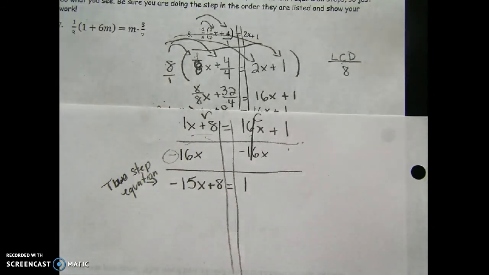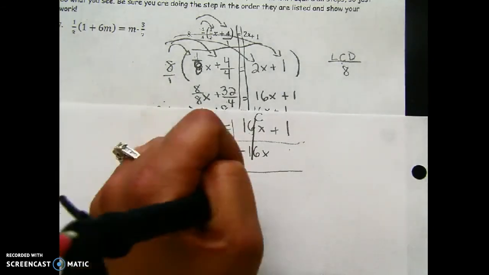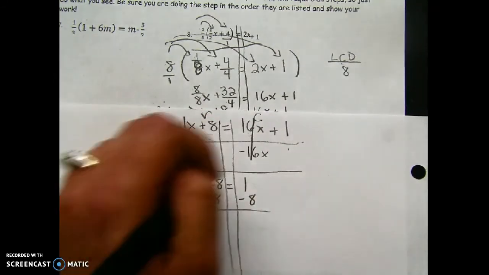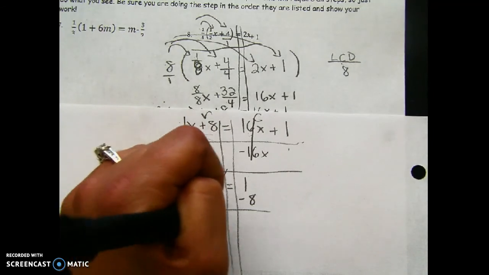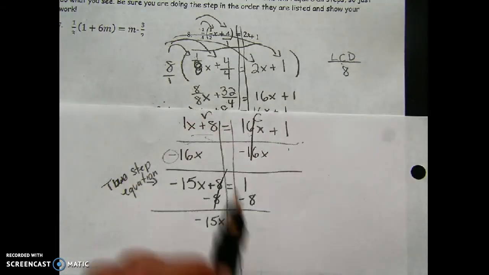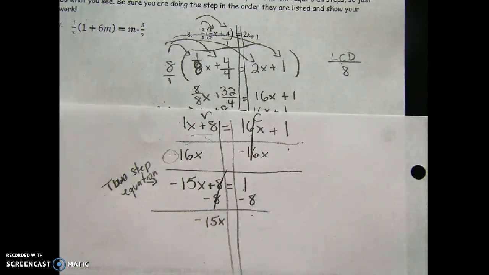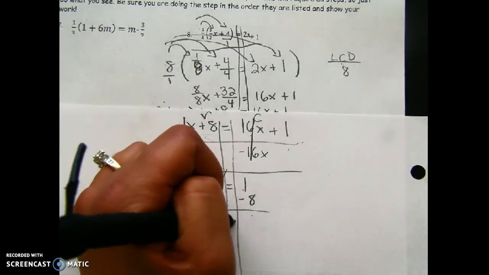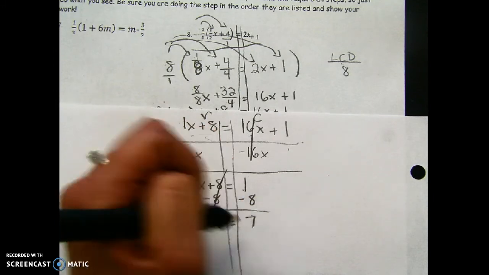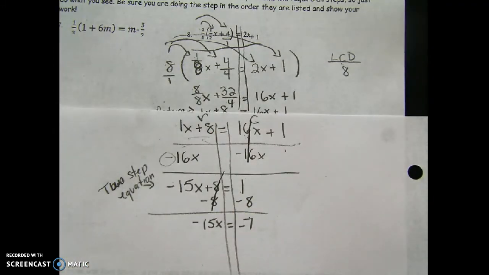I'm going to watch my integer rules. I'm going to do the inverse of my constant on each side. I'm going to get negative 15x. I have a positive and negative number. I am going to subtract. And I'm going to keep the sign of the larger number.